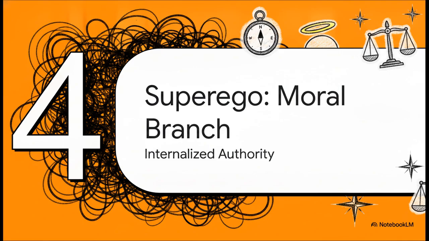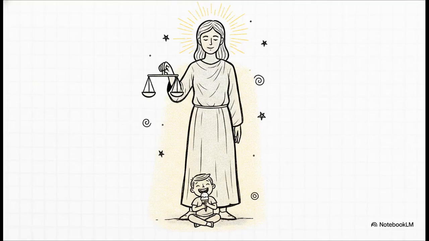Now, for the final piece of the puzzle, section 4. Superego, the moral branch, internalized authority. Enter the superego. You can think of the superego as this strict, finger-wagging moral branch of your mind. Through the whole process of socialization, we internalize the authority and the rules of our parents and our society, and that essentially becomes the superego.